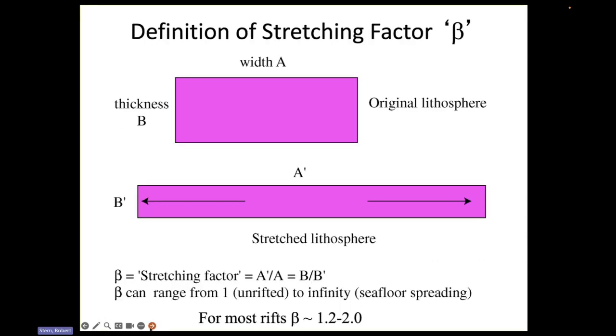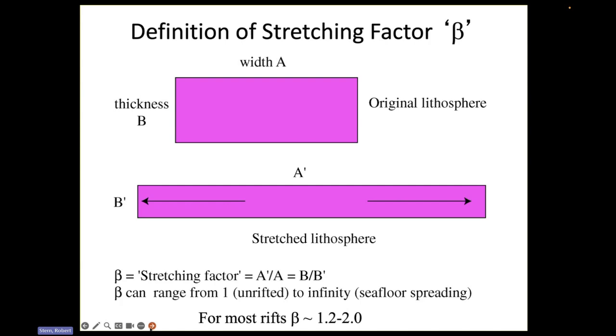All right, now we need to develop a new way of thinking about this, a little bit of mathematical way of thinking about extension. So we're going to define the stretching factor beta. It's Greek letter beta. And it's a very simple definition. So what we have on the top is an original lithosphere that's got a width of A and a thickness of B. And we're going to stretch it. And it's going to have a new width of A prime and a new thickness of B prime. And we're not adding any new material to the lithosphere.